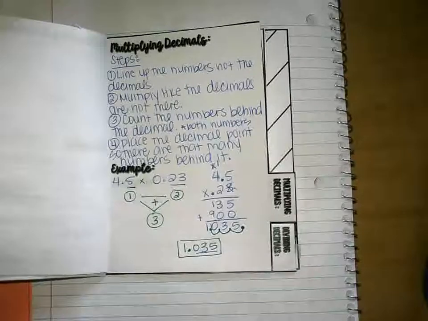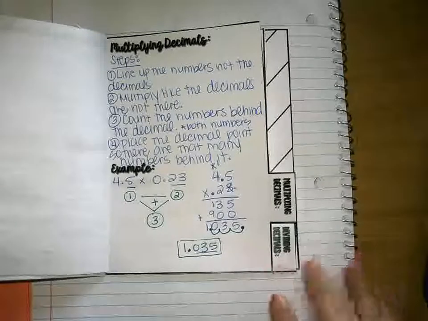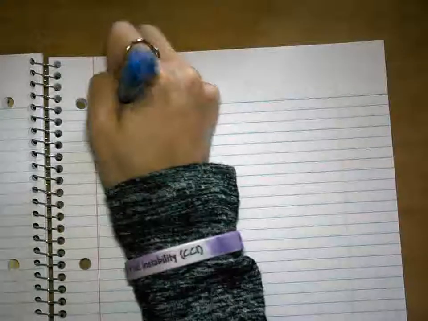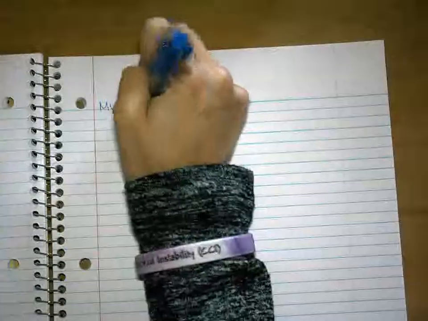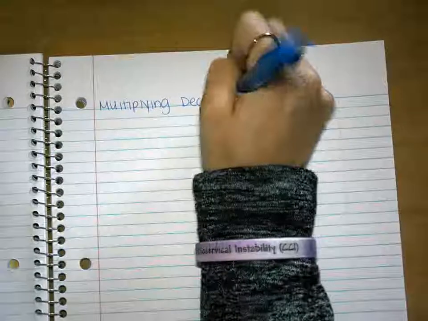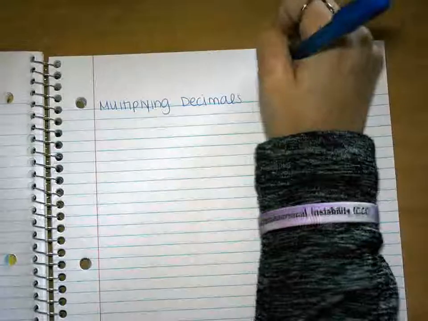Okay, we're going to do just a couple more practice problems in our notebook, but obviously there's no room right here. So what I'm going to do is I'm going to go to my next page. I'm going to write multiplying decimals up at the top. In today's date, which is 11/7.